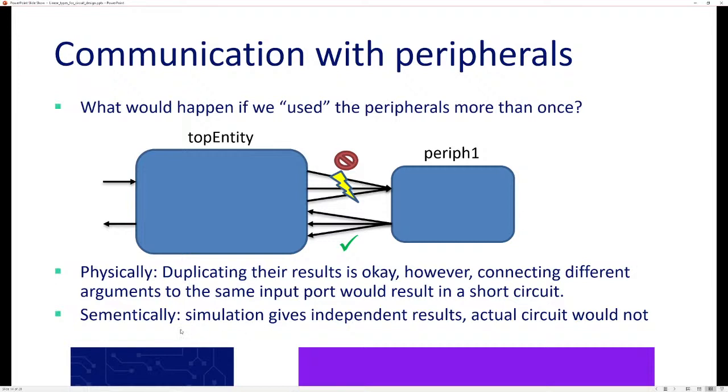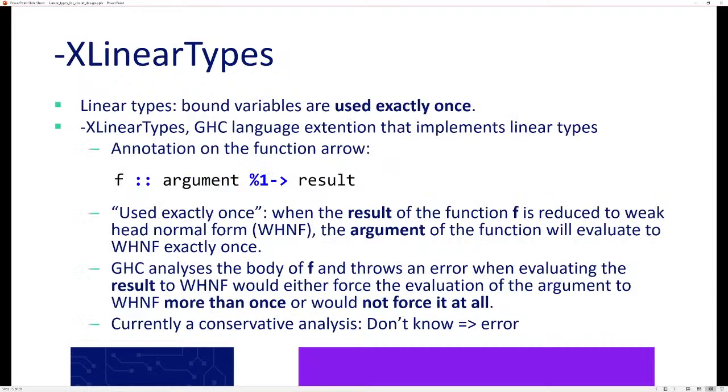But if they start to differ, then semantically the circuit will no longer correspond with your Haskell simulation. So again, we must use it at most once, or at least not more than once. And so that's where linear types come in. Linear types basically says that a bound variable must be used exactly once.